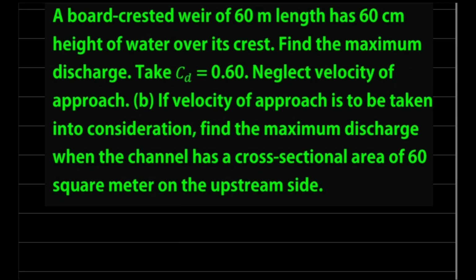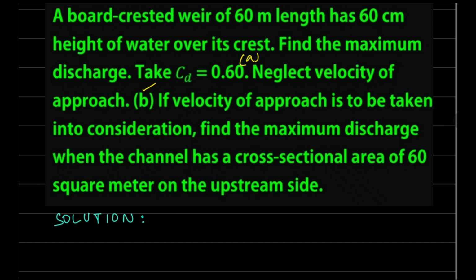A broad-crested weir of 60-meter length has a 60-centimeter height of water over its crest. Find the maximum discharge. Take CD value equal to 0.6. First is to neglect velocity of approach, I mean, the first part is without the inclusion of the velocity of approach. So A should be there, that is missing over there. So this is the A part, and B part is if the velocity of approach is to be taken into consideration, find the maximum discharge when the channel has a cross-sectional area of 60 square meter on the upstream side.